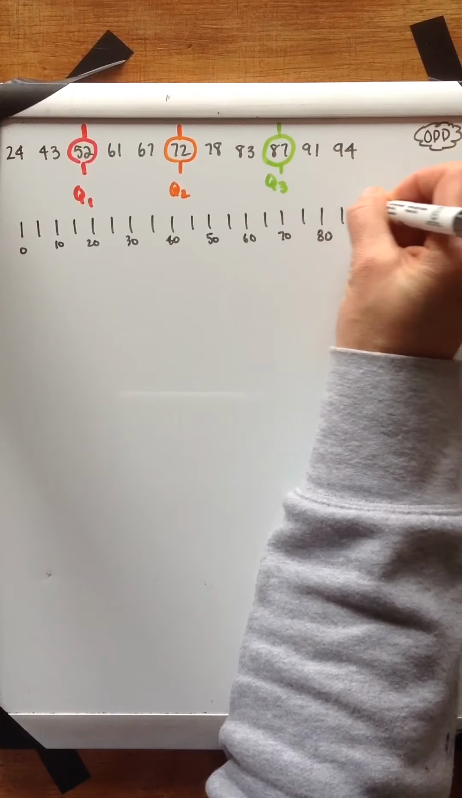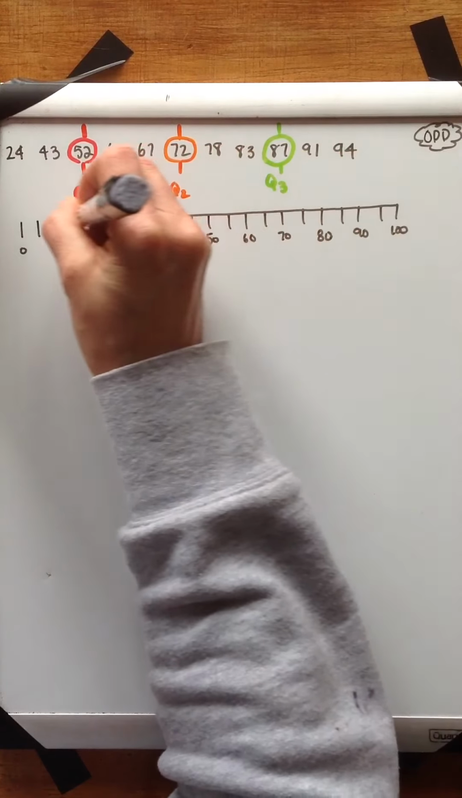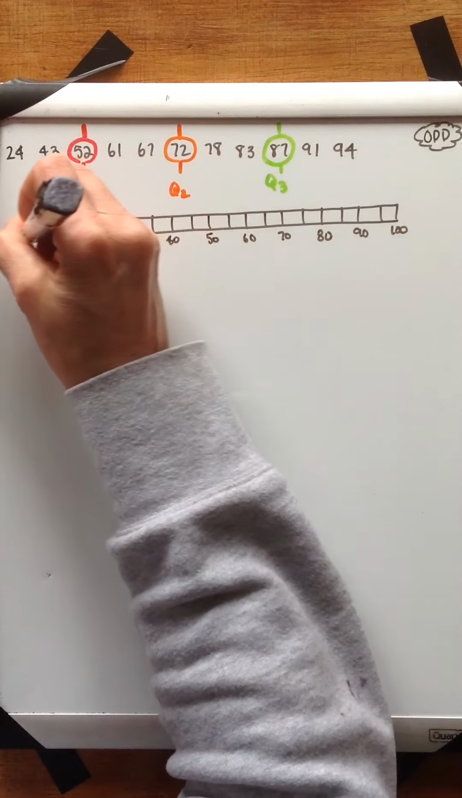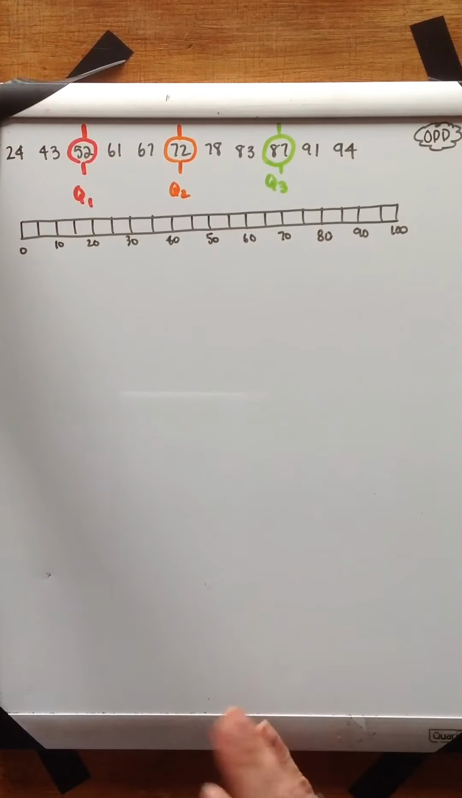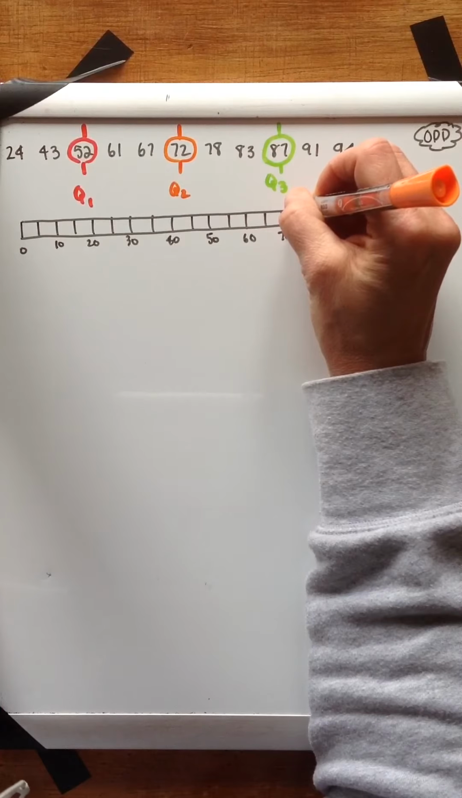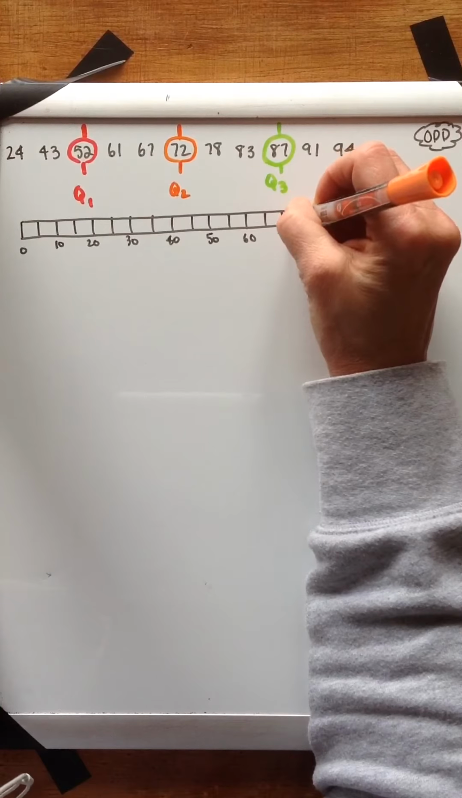Okay. And yours looks a lot neater than mine, but you get the idea. All right, let's go ahead and plot these to create what's called a set of box and whisker plots. Let's begin with the median at 72. So again, 72 is going to be not quite halfway between 70 and 75.